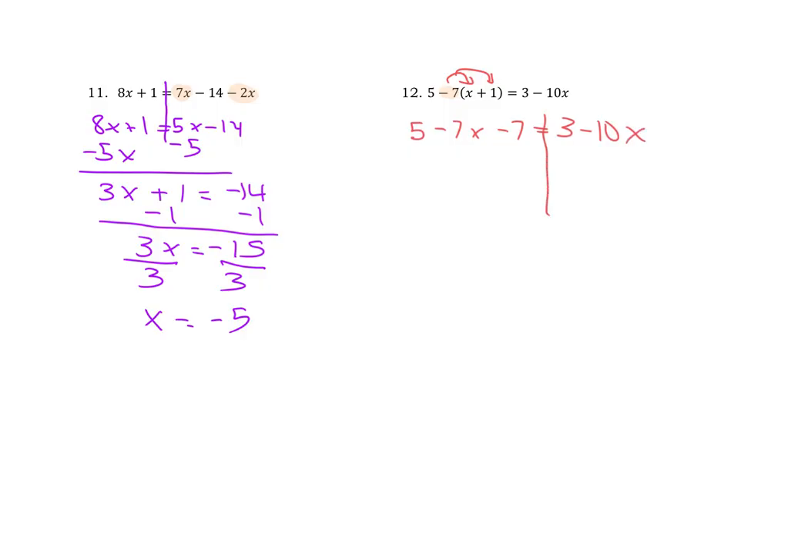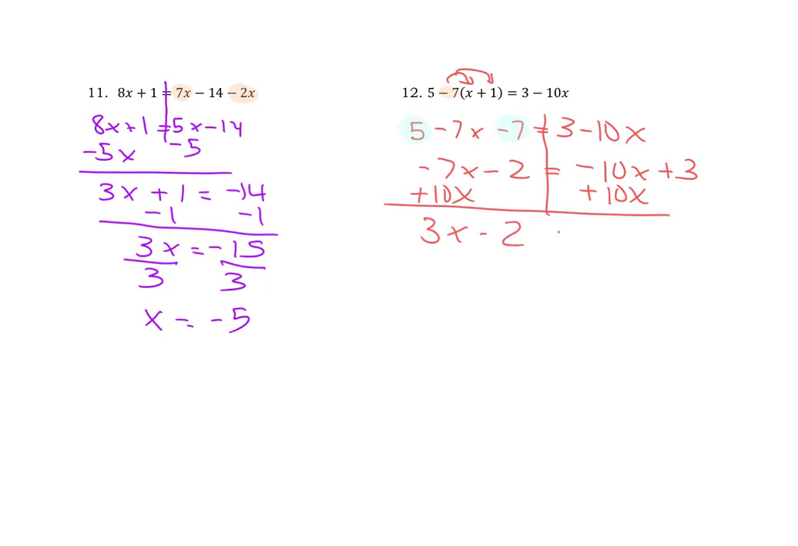I'm going to combine my terms. So I'm going to combine my negative 7 and my positive 5. And I get negative 7x minus 2 equals, I'm going to go ahead and rewrite this as negative 10x plus 3. Now I can add 10x and make it 3x. I can add 7x and that keeps it negative 3x. So I think I'm going to add the 10x to keep my x's positive. Again, it doesn't matter. If negatives don't give you trouble, you don't need to worry about it.